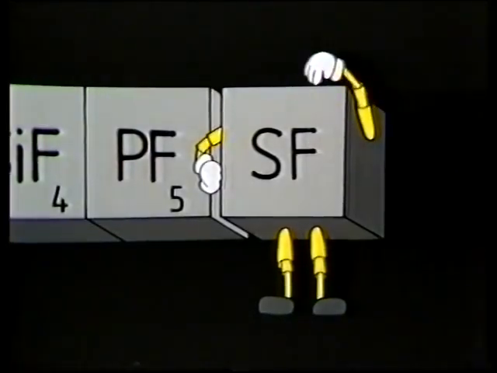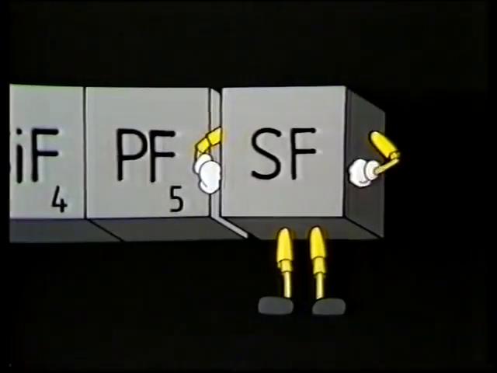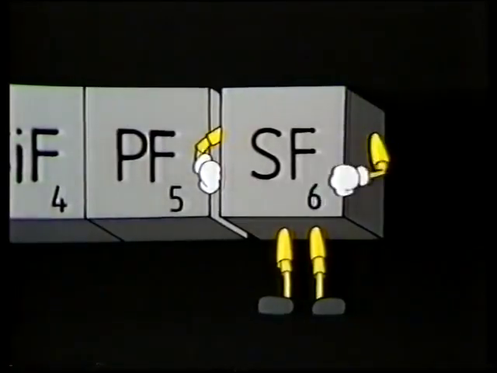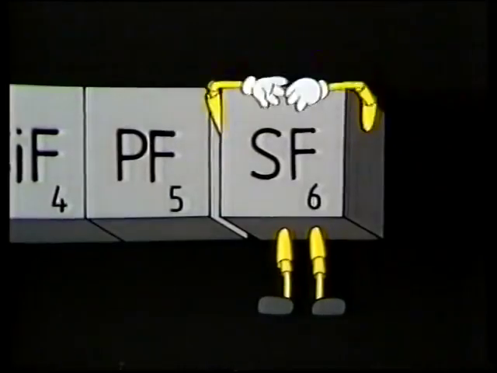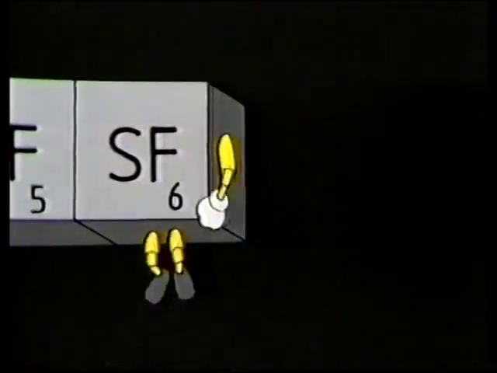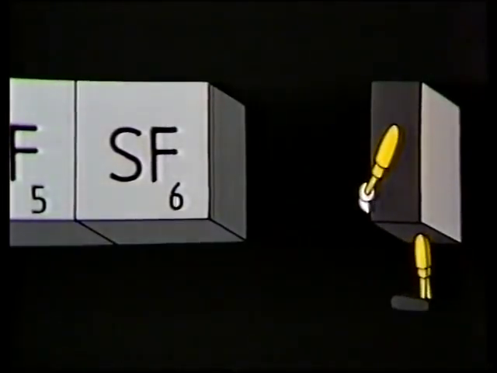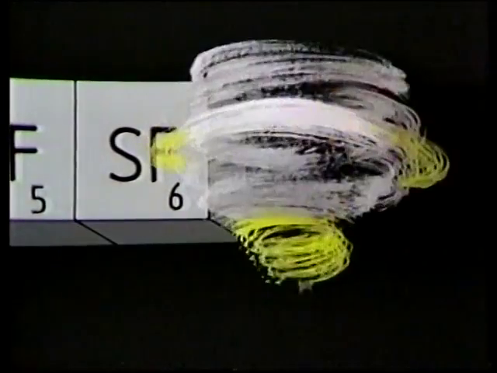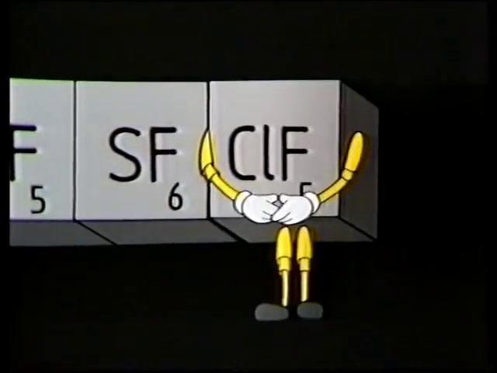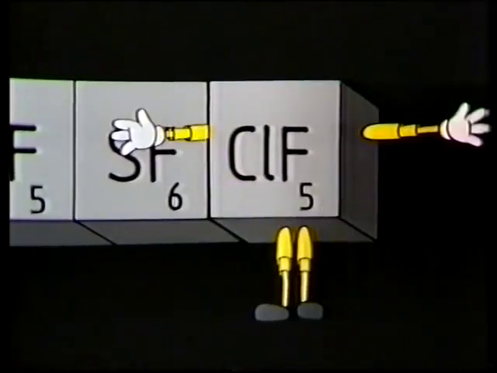So, what formula would you predict for the highest fluoride of sulfur? If you said SF6, that's right. Fluorine reacts with sulfur to form sulfur hexafluoride. Now, what would you predict for chlorine? I expect you said ClF7. Well, there you were unlucky. The highest fluoride is in fact ClF5.